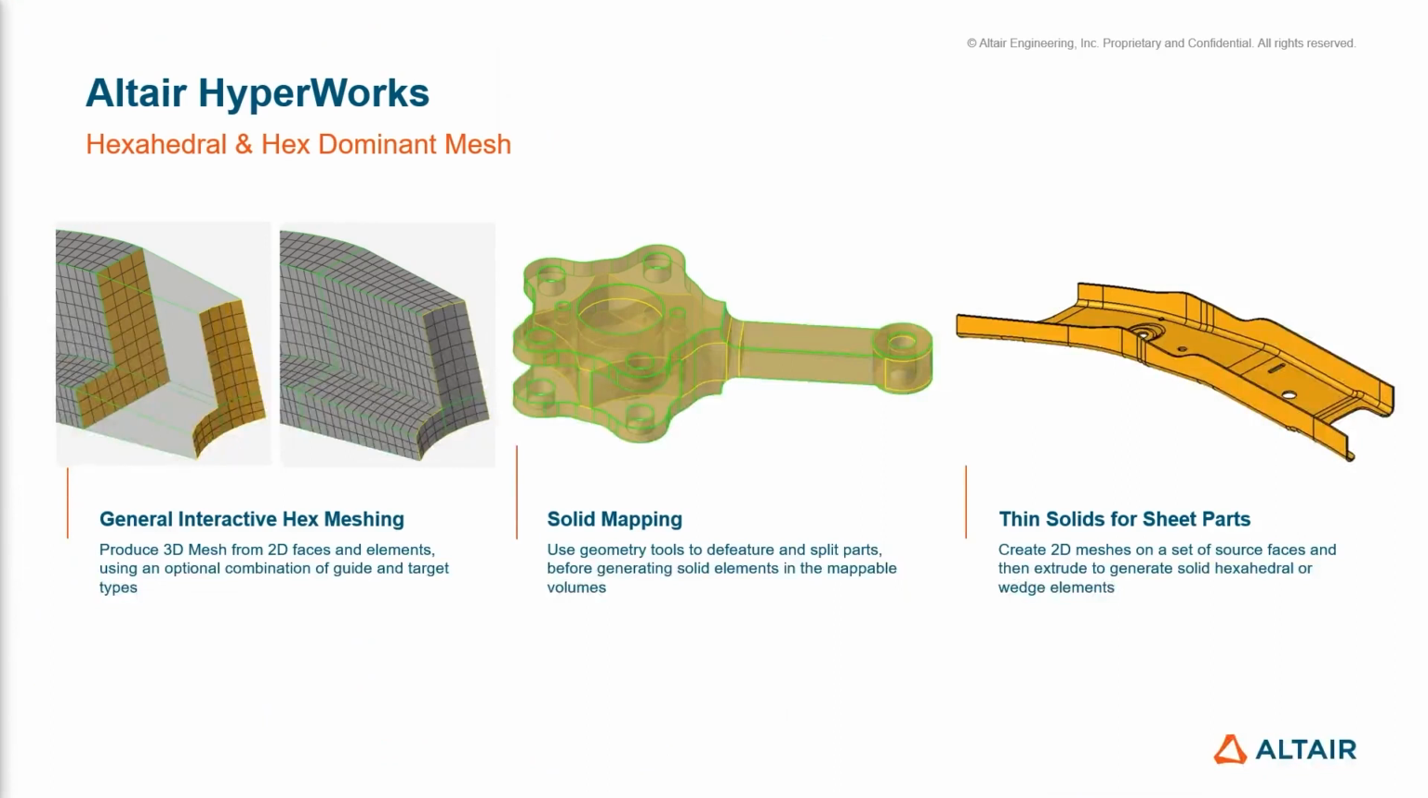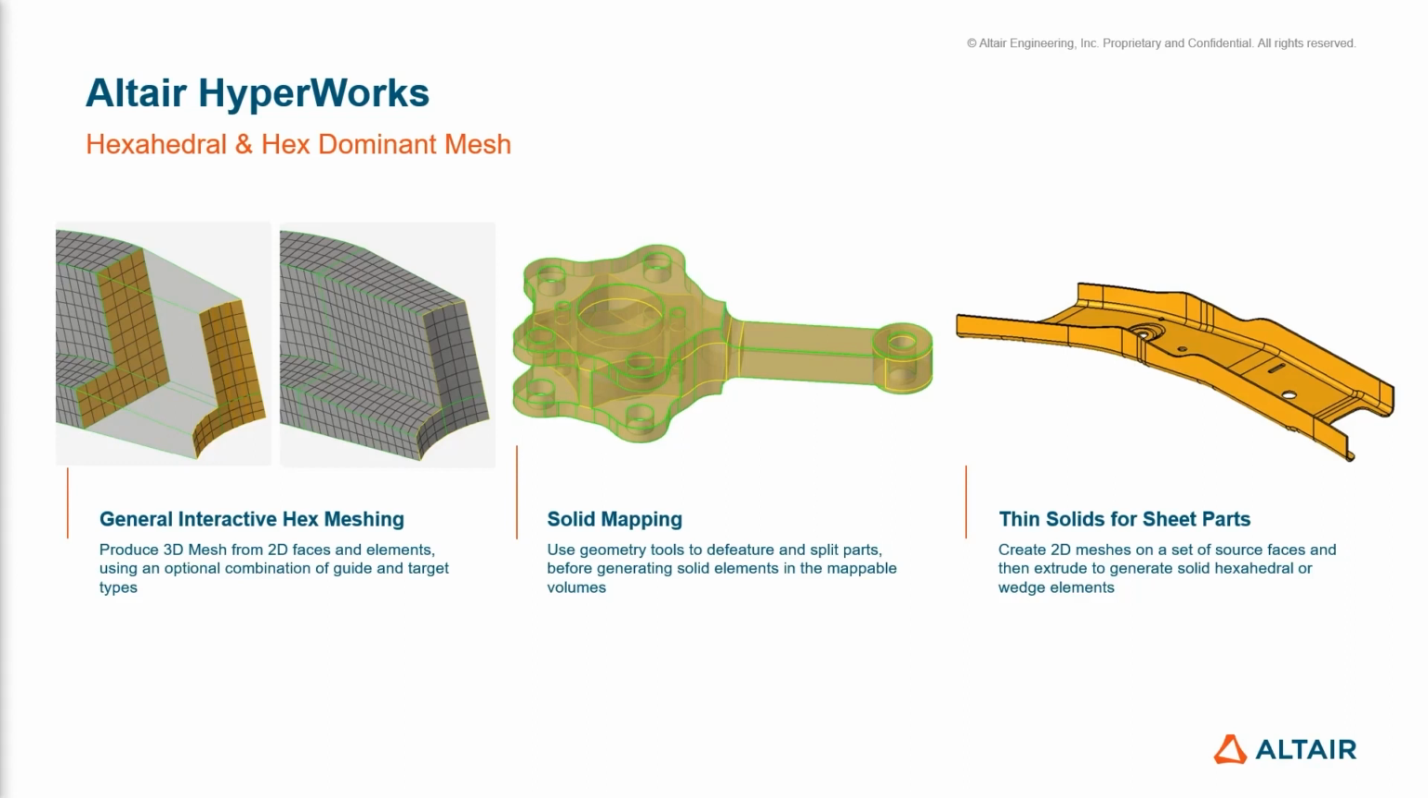Moving on to producing hexahedral and hex-dominant mesh, there's several approaches we could take. Let's discuss 3 common approaches. Firstly, we have a general hex mesh tool that allows us to quickly produce solid mesh from faces or element selections. We have the benefit of being able to interact directly with this mesh as it is created and also add optional guides and targets.